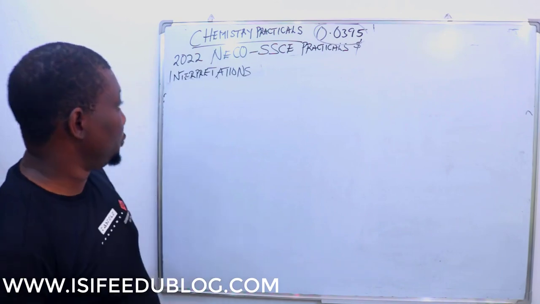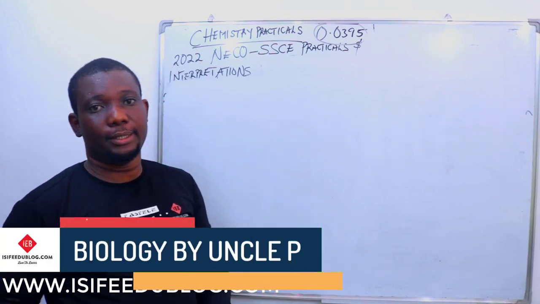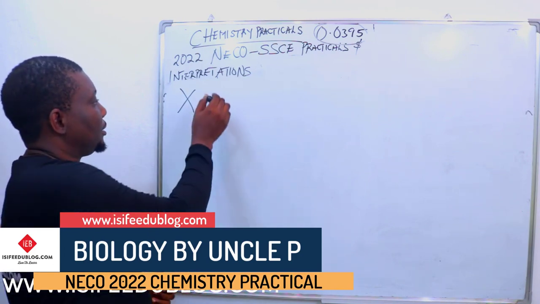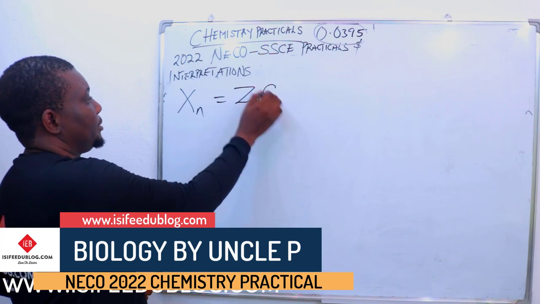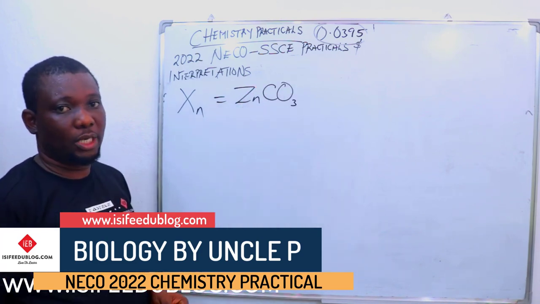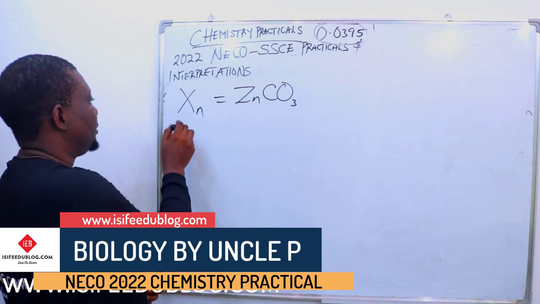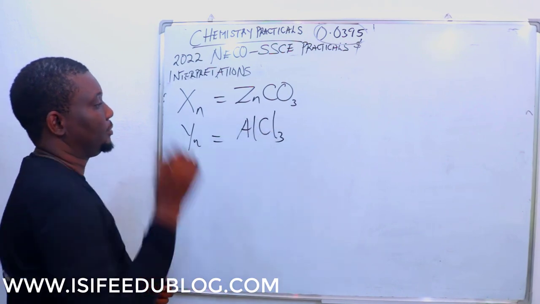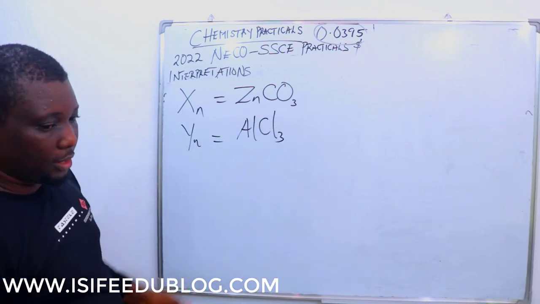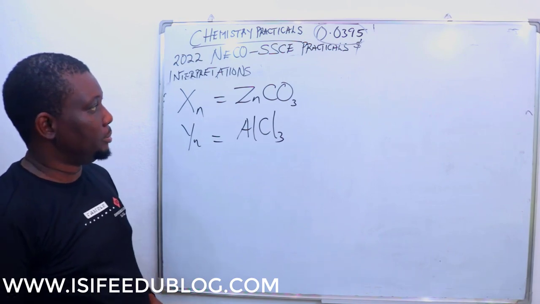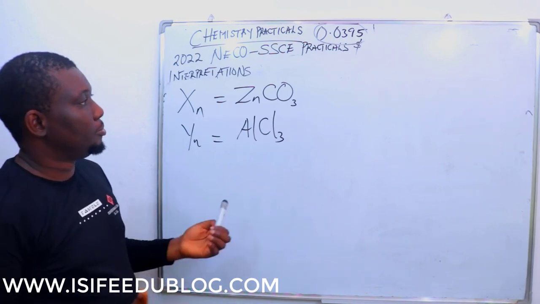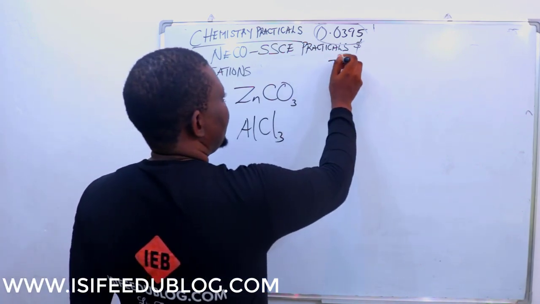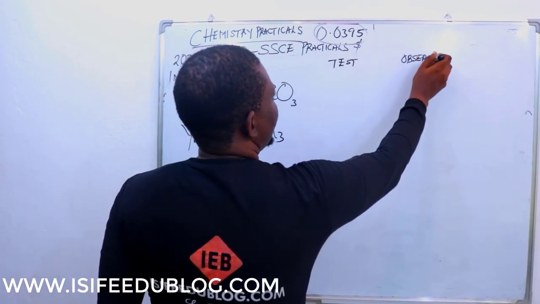In part 2 of this video, we'll be looking at salt analysis. Like I earlier mentioned, Xn contains ZnCO3 as the salt, which I told you earlier is insoluble. And then Yn is AlCl3, which I told you was a soluble salt. On the right hand side of the board, salt analysis is better represented in tabular form under the subheadings: tests, observation, inference.